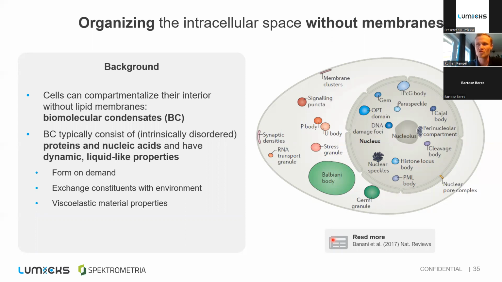And these droplet-like structures have very interesting properties. They can form on demand, they can exchange constituents with the environment, and they have viscoelastic material properties. And they form in different areas of the cell, in the cytoplasm, for example, the Balbiani body or stress granules, and also in the nucleus, for example, by forming DNA damage foci or transcriptional bodies.